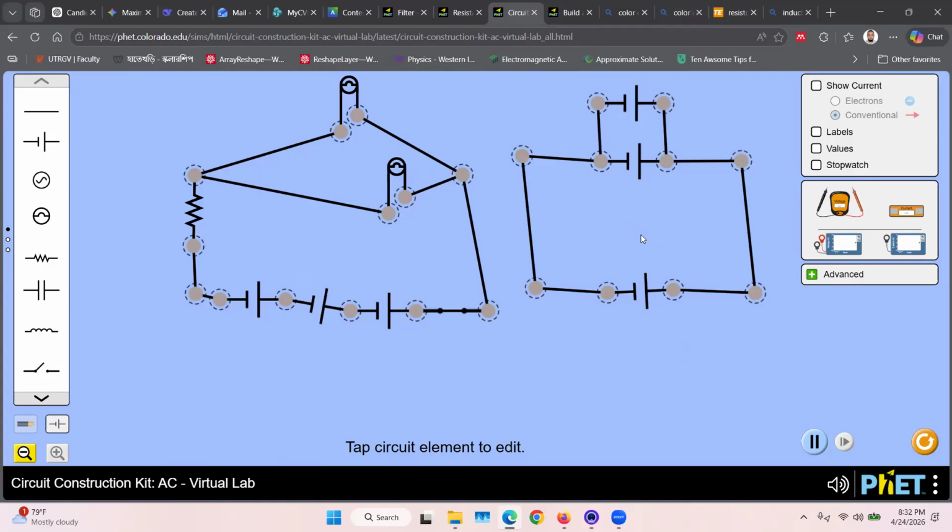So this way we draw, and this is the bell. This is our power source or battery. It could be AC or DC. It depends on the circuit.